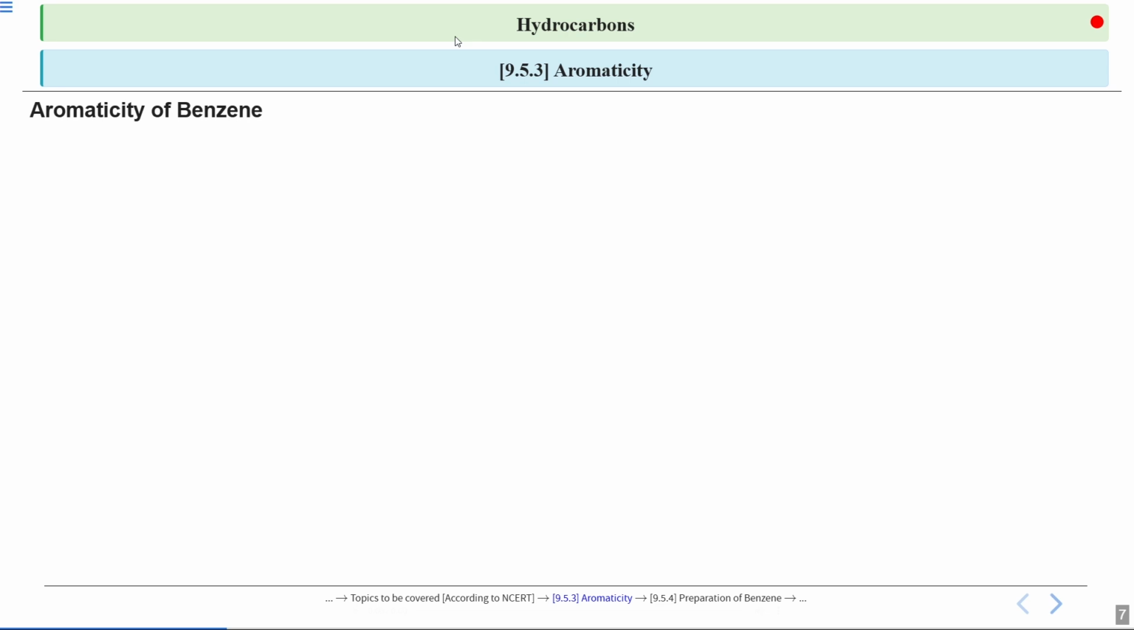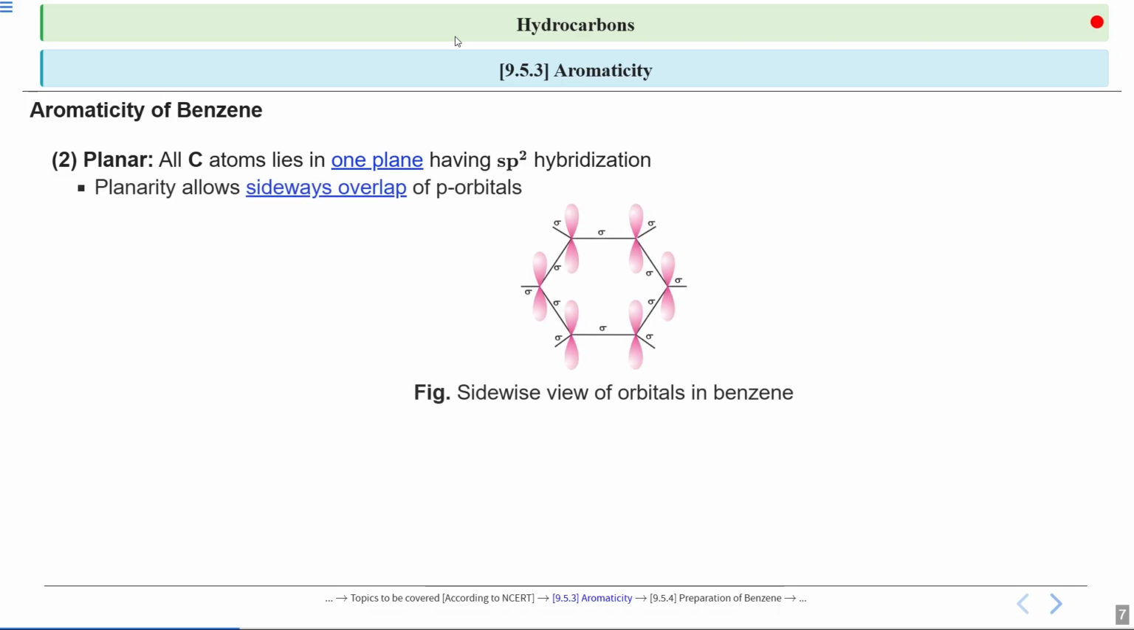Continuing with the criteria for aromaticity of benzene, the second criterion is planar nature. All the carbon atoms in the aromatic compound must be in one plane and each carbon uses sp2 hybridization. This type of hybridization means each carbon forms 3 sigma bonds in a flat arrangement, leaving one unhybridized p orbital perpendicular to the plane. So planarity allows for the sidewise overlap of these p orbitals.